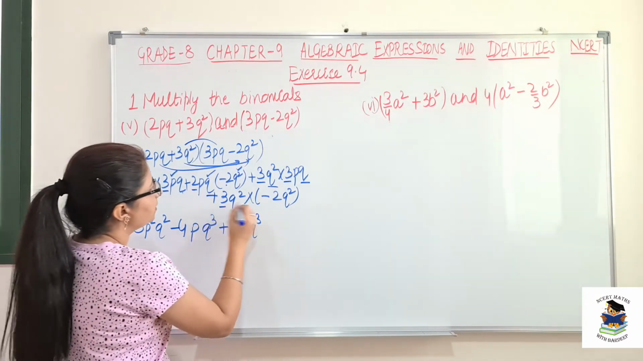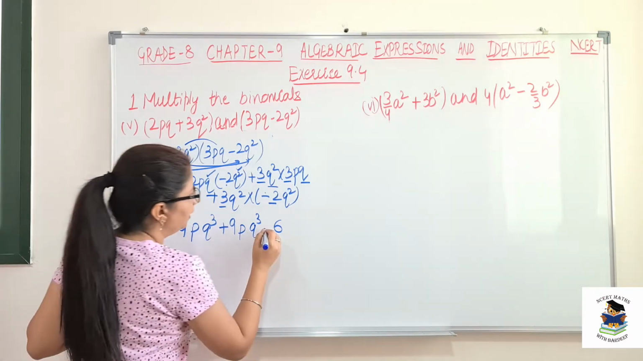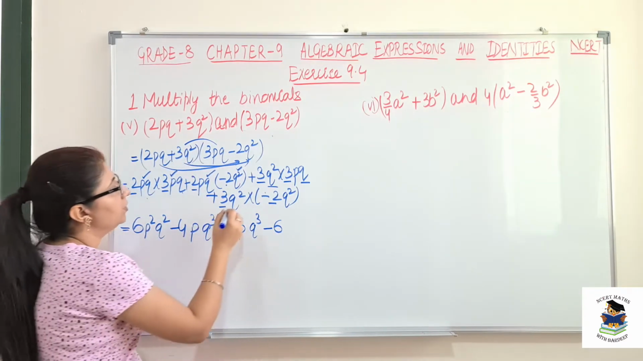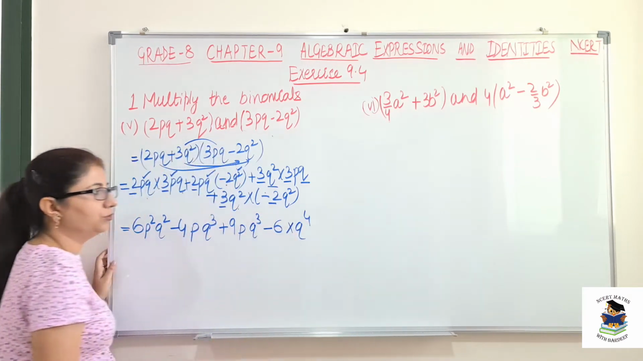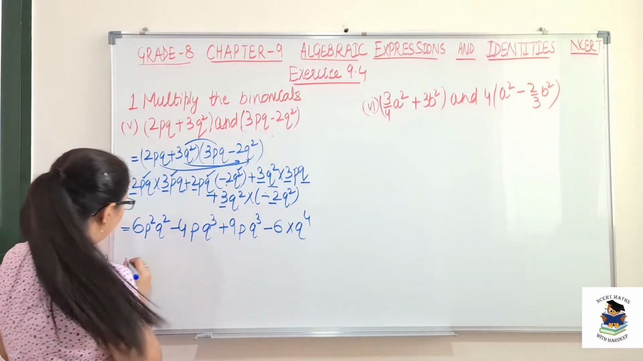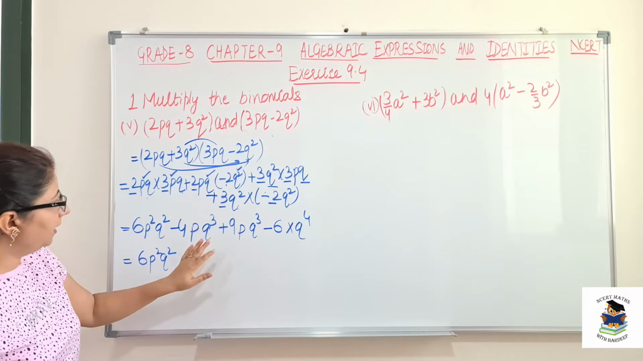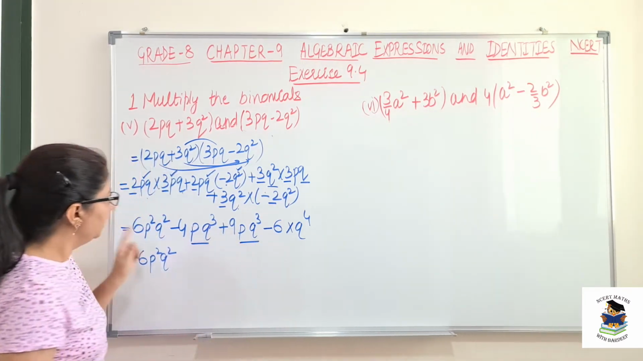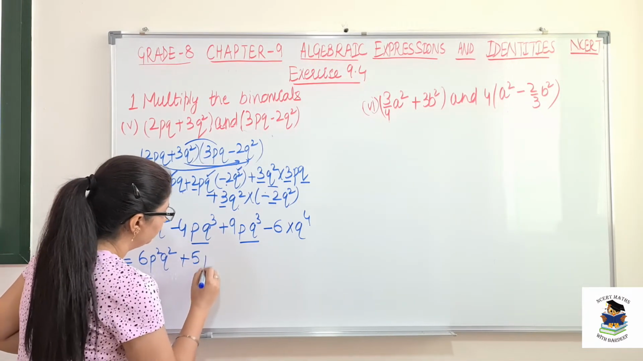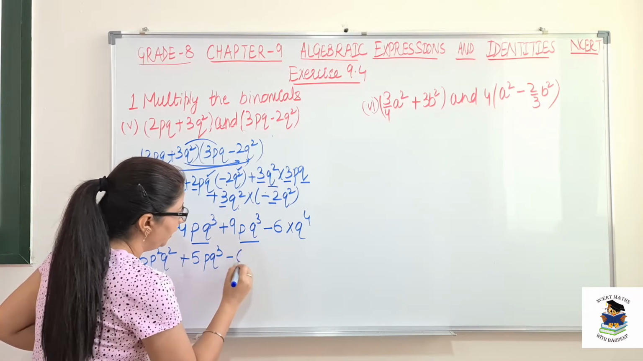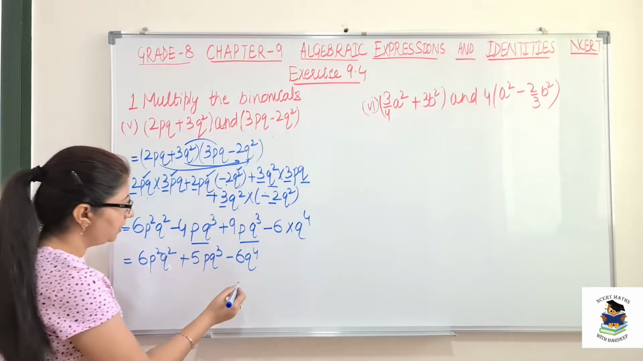Okay. Last is 3 into 2 with 6. But since we have 1 minus sign, it will be minus 6. So q square into q square. 2 plus 2 as 4. Okay. So our answer is 6p square q square. So we will check here any like terms. We have this like term. So minus 4 plus 9, it will give me plus 5 p q cube and minus 6 q 4. Okay. So this is our answer.